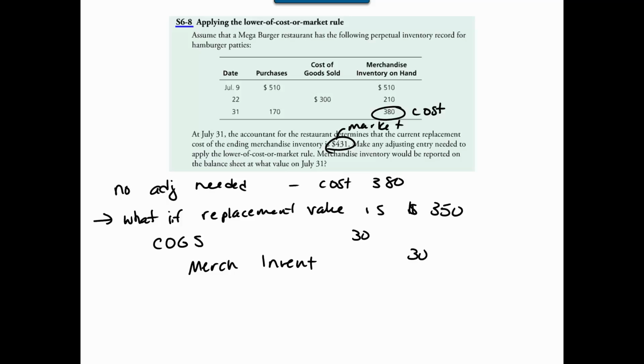And if I do that, this is what's currently showing on my ledger account. I credit it $30, that will bring it down to $350. And so now my ledger account will be showing the $350, which is the lower of the two.